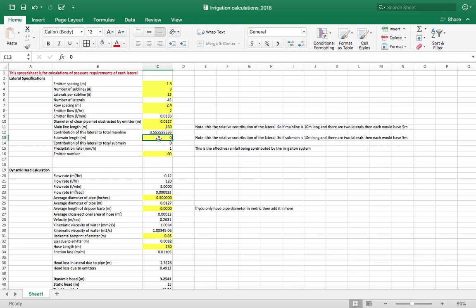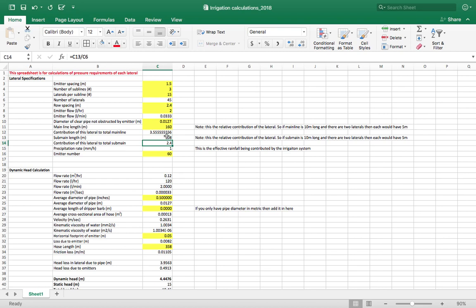Sub-main length. Sub-main length is the number of laterals times the row length. So we could probably just do that ourselves because it's multiplied by the number of submains. So let's go laterals per subline is 15 multiplied by the number of sublines is 3 by the row spacing is 2.4. That'll actually give us the total length of subline. So it's 108 meters. So actually that will calculate ourselves.